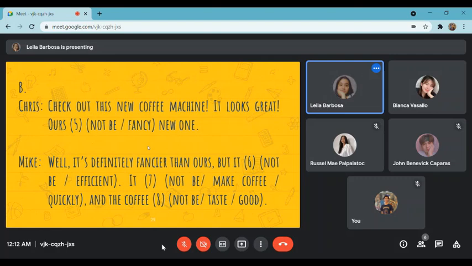Check out this new coffee machine. It looks great. Ours is not as fancy as this new one. Well, it's definitely fancier than ours, but it is not as efficient. It does not make coffee as quickly, and the coffee does not taste as good.